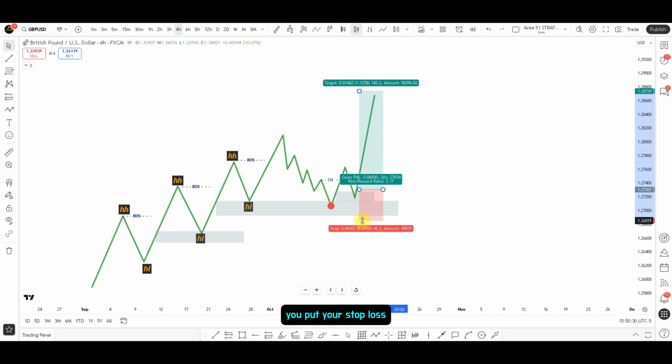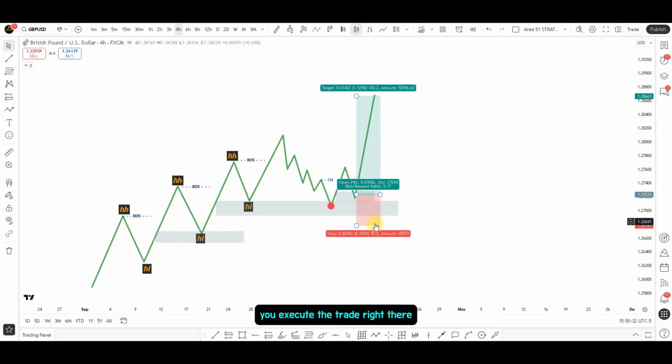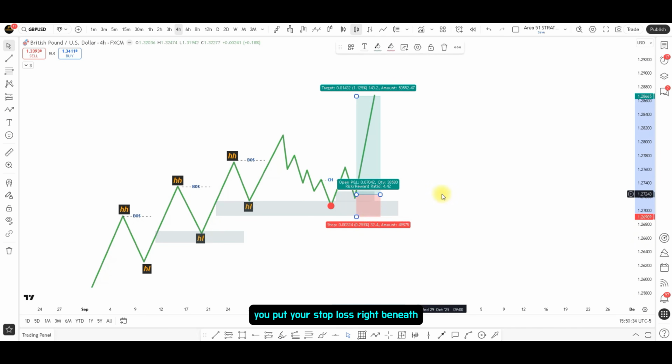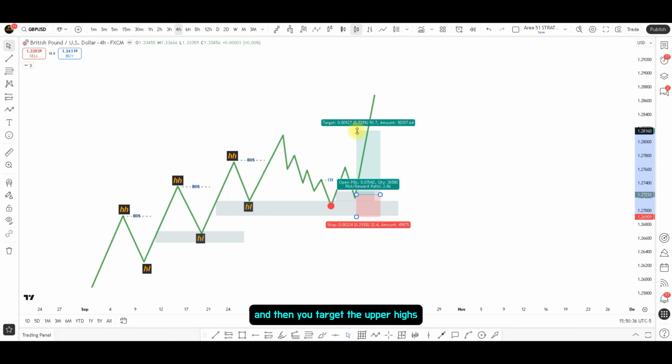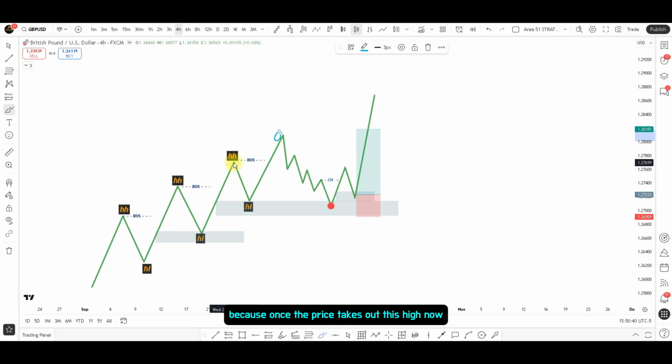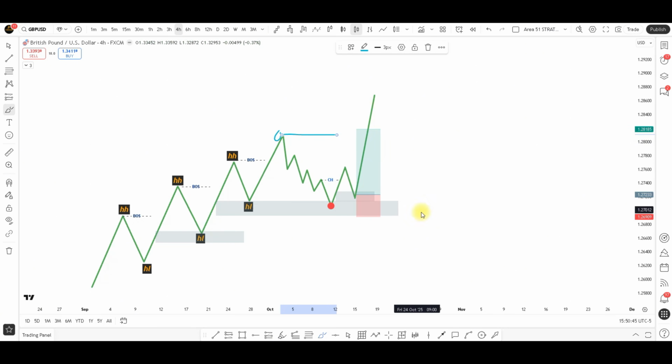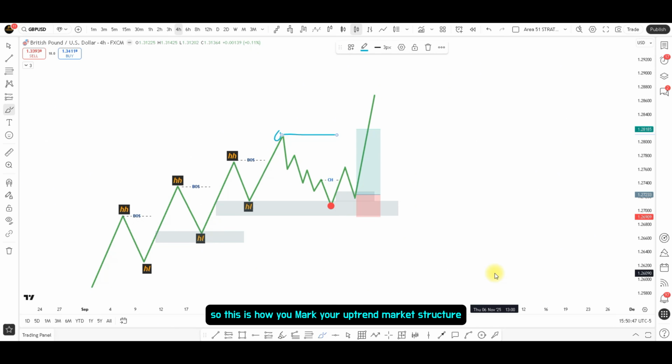You execute the trade right there, you put your stop loss right beneath, and then you target the upper highs, which is here, because once the price takes out this high, it's going to take out this high eventually. All right, so this is how you mark your uptrend market structure.